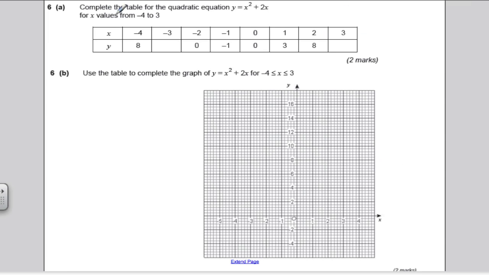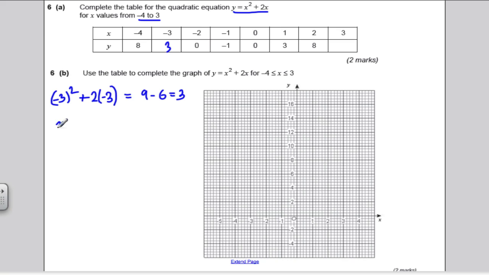Question 6. Complete the table for the quadratic equation y equals x squared plus 2x from x is minus 4 to 3. So let's put in minus 3. We do minus 3 squared, and then we add 2 times minus 3. Well, minus 3 squared is 9, and 2 times minus 3 is minus 6. So we get the answer 3 for that one.